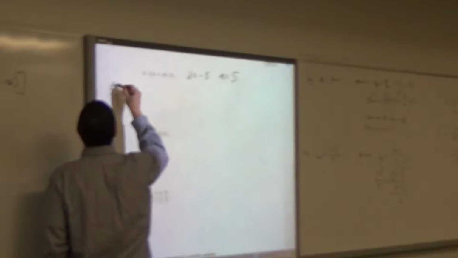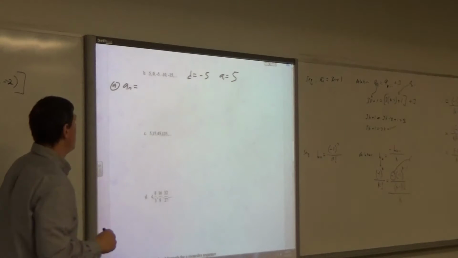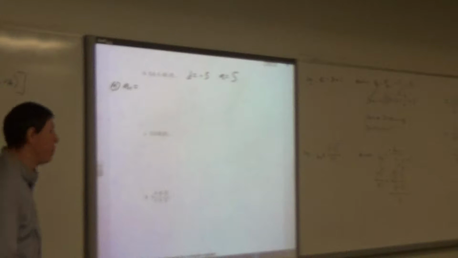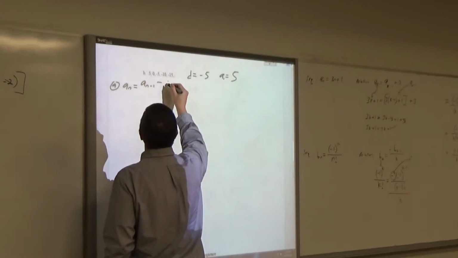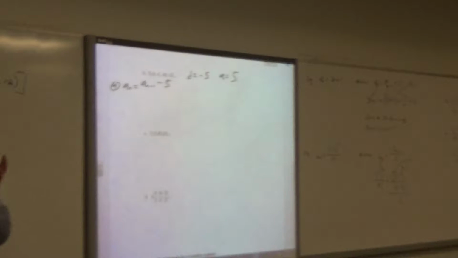So if I was to ask you guys for a recursive sequence for this, what would A sub n be equal to in the recursive form? A sub n minus 1 minus 5. Nice. A sub n minus 1 minus 5. Good. Does that make sense to everybody, guys? It's always A sub n minus 1, then you just add the common difference, okay? Everybody in class can do that.